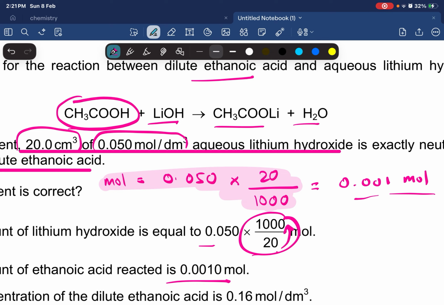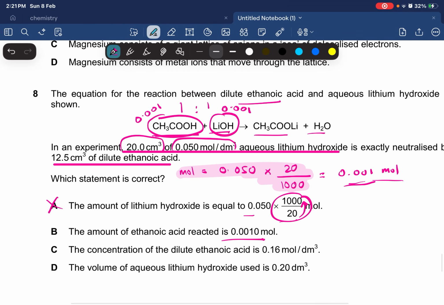I know the mole ratio between ethanoic acid and lithium hydroxide is 1:1. So if the moles of my lithium hydroxide are 0.001, then the moles of my ethanoic acid are also going to be 0.001. Makes sense. Which makes the amount of ethanoic acid reacted 0.001. Yeah, that's correct.